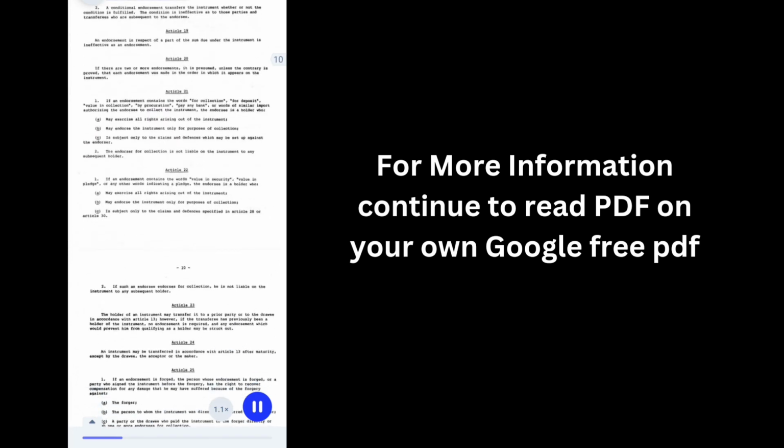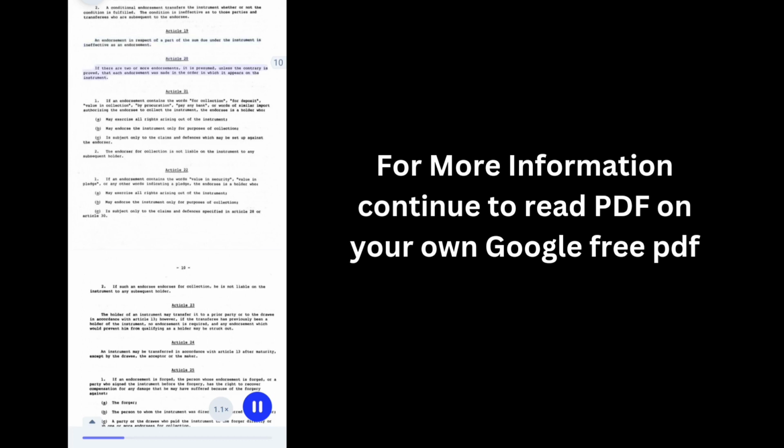Article 18. 1. An endorsement must be unconditional. 2. A conditional endorsement transfers the instrument whether or not the condition is fulfilled. The condition is ineffective as to those parties and transferees who are subsequent to the endorsee. Article 19. An endorsement in respect of a part of the sum due under the instrument is ineffective as an endorsement.